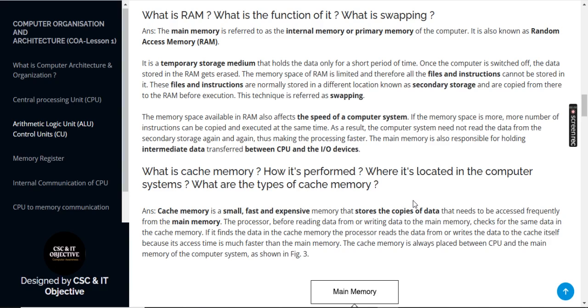It is a temporary storage medium that holds the data only for a short period of time. Once the computer is switched off, the data stored in the RAM gets erased. The memory space of RAM is limited, and therefore all the files and instructions cannot be stored in it. These files and instructions are normally stored in a different location known as secondary storage and are copied from there to the RAM before execution. The technique is referred to as swapping.